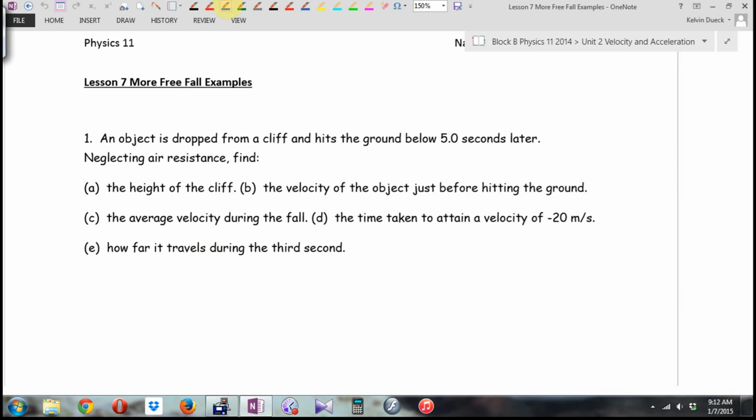Part A says find the height of the cliff. This is the stuff that, as far as I'm concerned, Kyle, now I can ask you to figure out. So the first question is, what's A asking me to find? Now it says height, but there is no H on my formula sheet. What are we really talking about here?